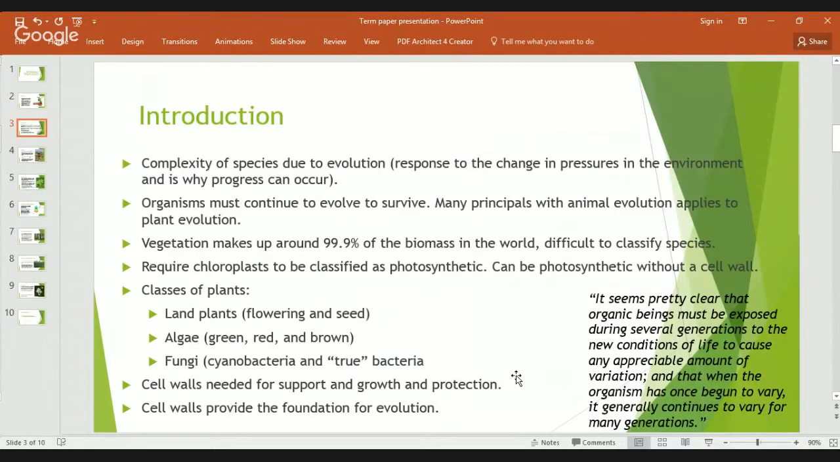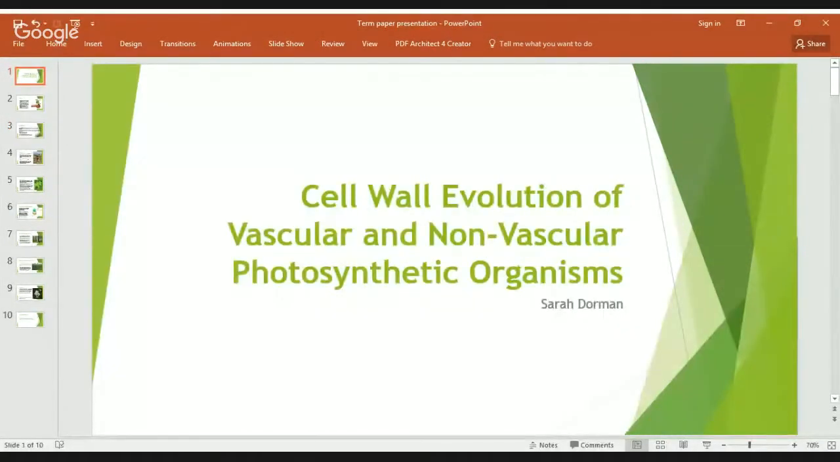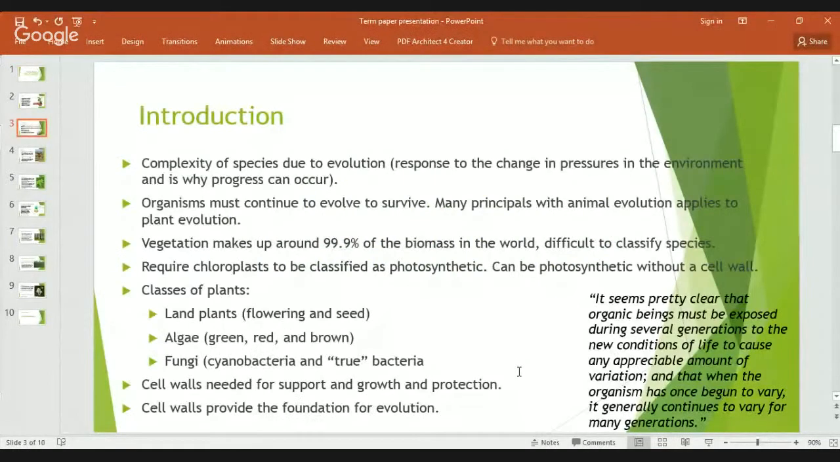All right, introduction. Species are so complex due to the way they evolved, kind of like the way animals evolved, that there are many kinds, species, varieties, and subspecies present today due to different changes in the environment. Organisms must continue to evolve to survive. And vegetation makes up 99.9% of the biomass, and that makes it difficult to classify these species.